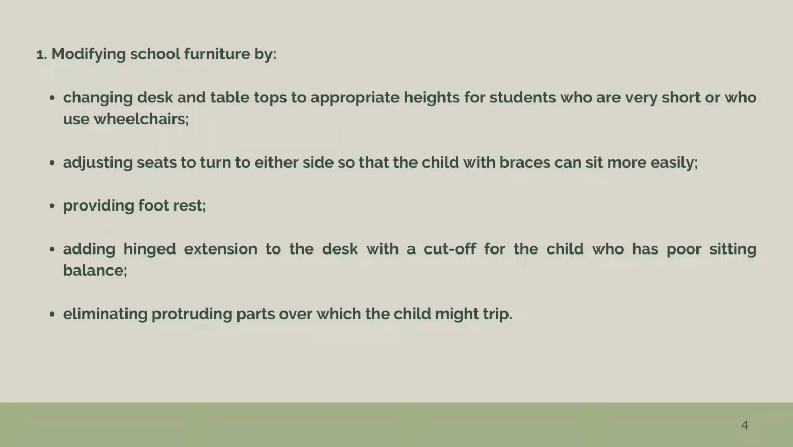Number 1. Modifying school furniture by changing desks and tabletops to appropriate heights for students who are very short or who use wheelchairs. Adjusting seats to turn either side so that the child with braces can sit more easily. Providing footrests, adding a hinge extension to the desk with a cut-off for the child who has poor sitting balance, and eliminating protruding parts over which a child might trip.